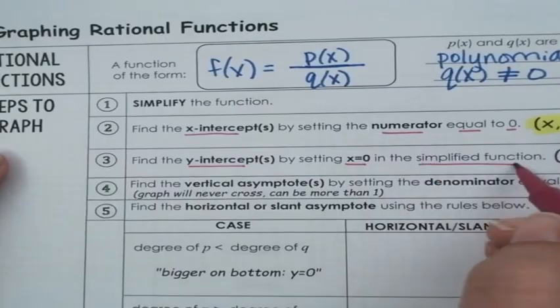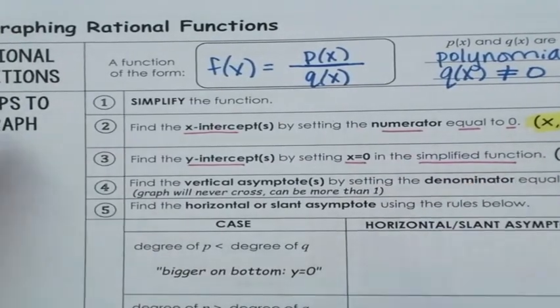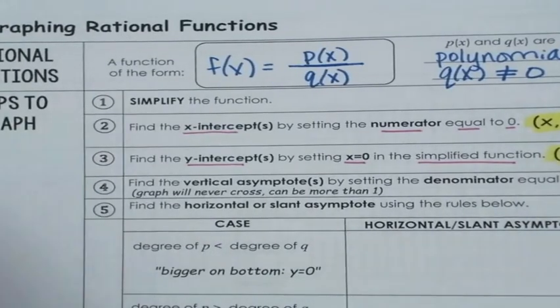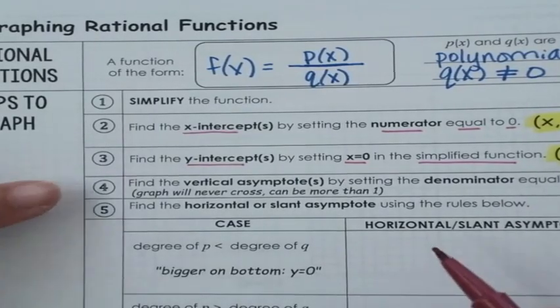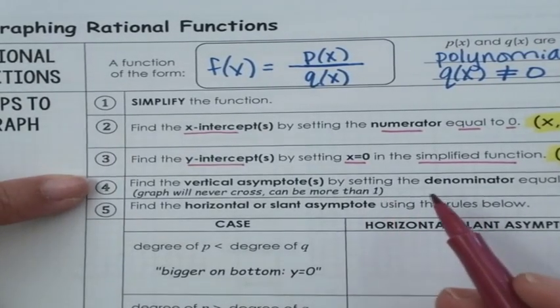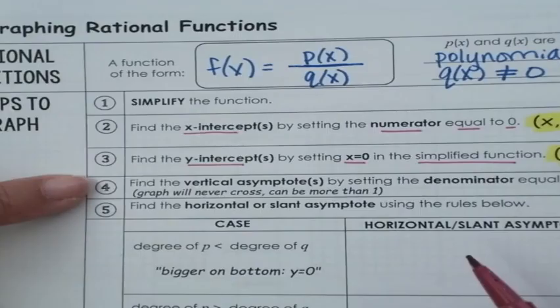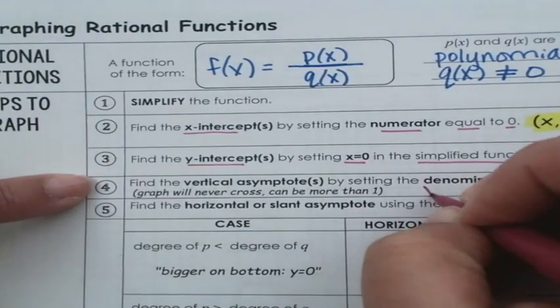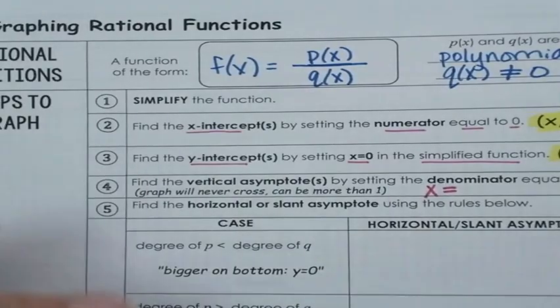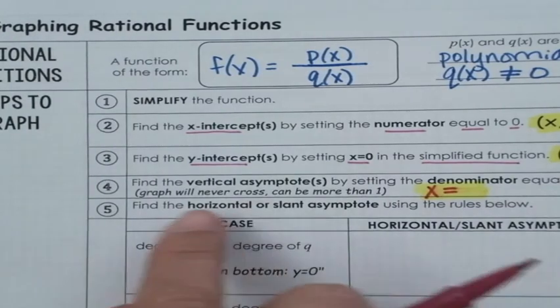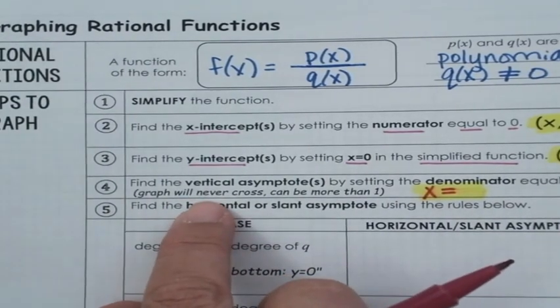Then we're going to find the y-intercepts by setting x equal to 0 in my simplified function. So if I factored and canceled and simplified it, that's the one I'm going to use when I go back to find my y-intercept. And my answer is going to look like this, 0, comma y. Then we're going to find the vertical asymptotes by setting the denominator equal to 0. And vertical asymptotes, remember, are always in the form x equals. Okay, so my vertical asymptote is going to say x equals something if it has one at all.